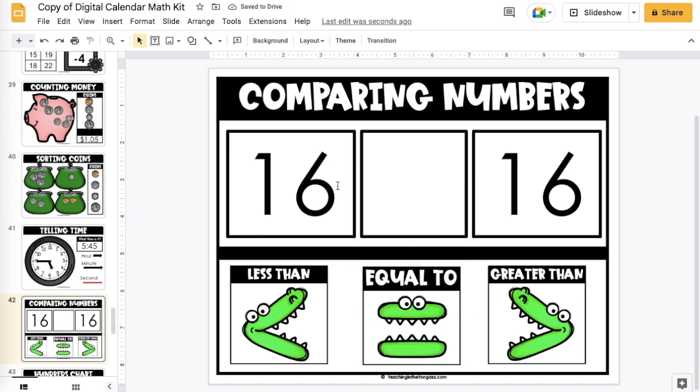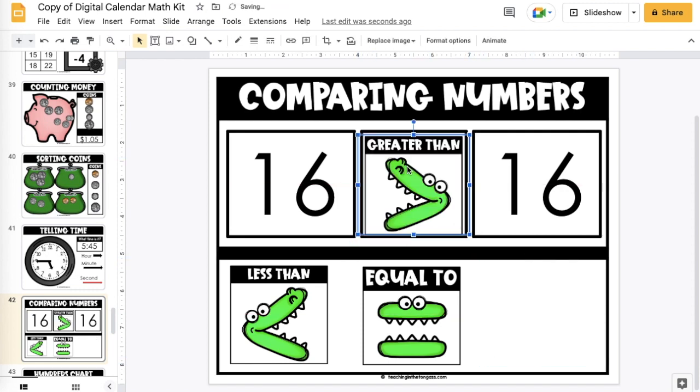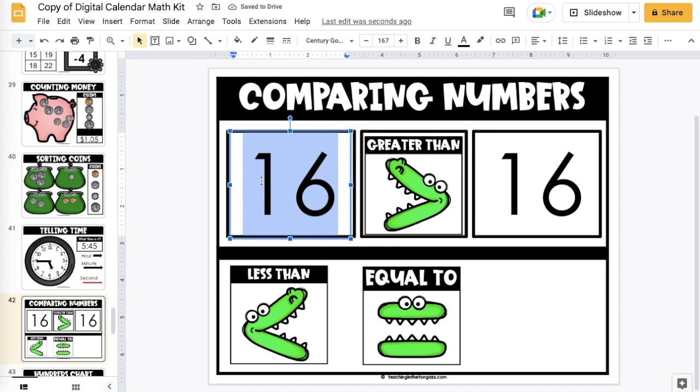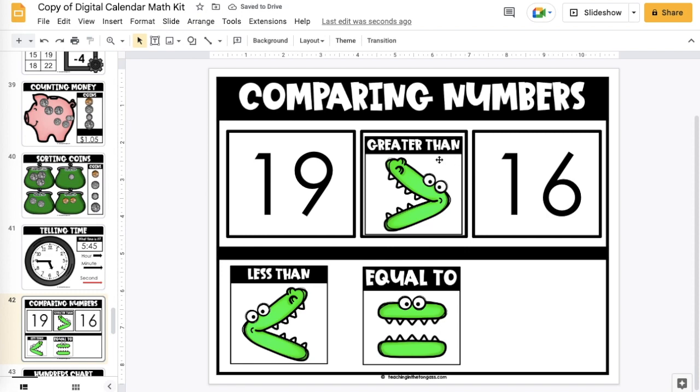So let's change this number right here to show something that will make this sentence make sense. Blank is greater than 16. So what number could we put here? Any number that is greater than 16. 19 is greater than 16. 19 fish is greater than 16 fish.